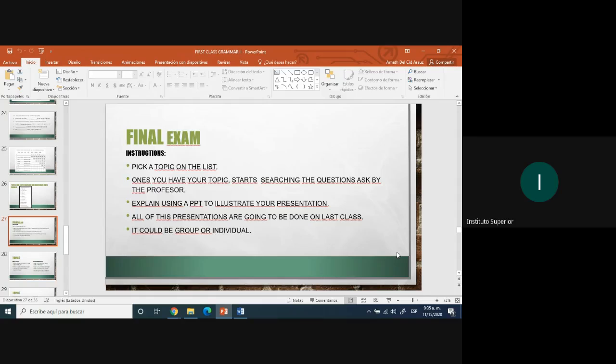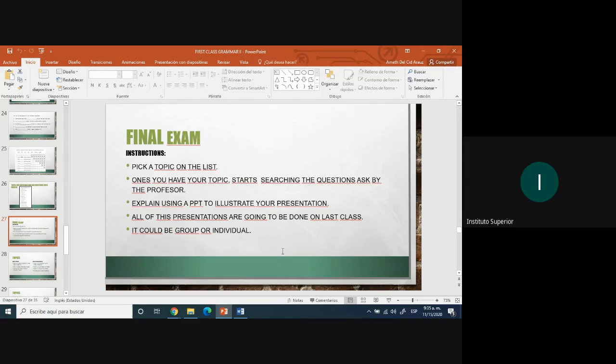Josué, let me assign you a work. First, let me explain very quickly what you have to do. For the final exam, look at the instructions for the final exam. You have to pick a topic. Some of your classmates already picked a topic. Once you have your topic, you have to start searching for the questions or the information the professor asks. You have to explain using a PPT or a video to illustrate your presentation. All of these presentations are going to be done cuando? The last day, next class.